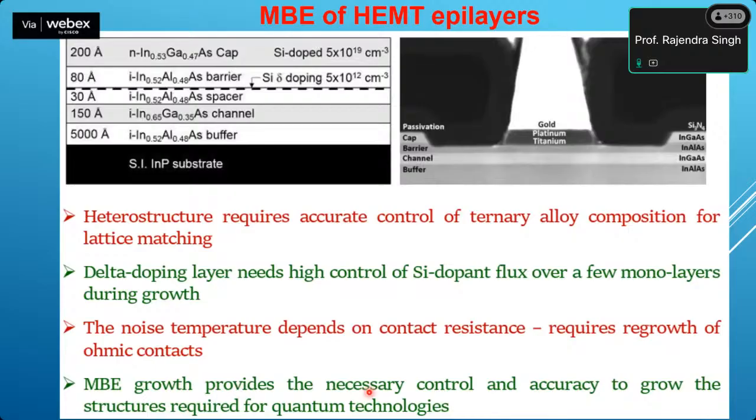So I have already enumerated some of the properties of MBE, molecular beam epitaxy. It provides the necessary control, control to the atomic level. You can control one atomic layer. That is the kind of precision you can achieve by molecular beam epitaxy, and this is highly required for materials for quantum technology applications.